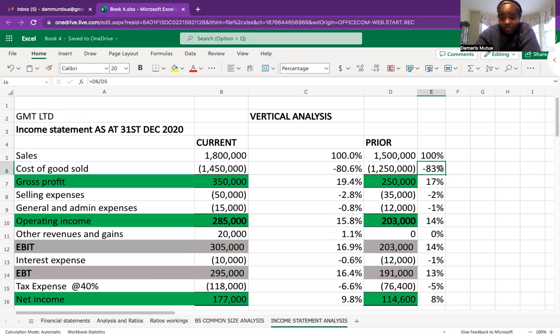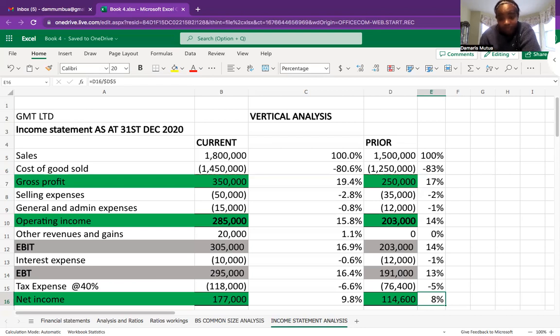Our gross profit was 17% in the prior period. This period, it has grown to 19%. You know, when you see income growing, everyone is happy. The shareholders are happy, because that is what every organization wants: to maximize returns. So let's look at the bottom line, which is the net income. Our net income has grown from 8% to 9.8%. It's a good sign. We're doing well as an organization.